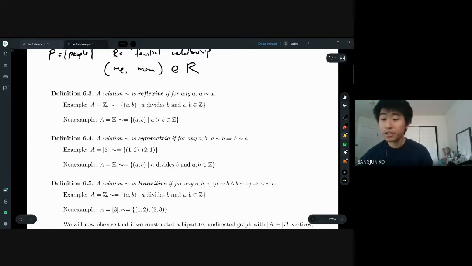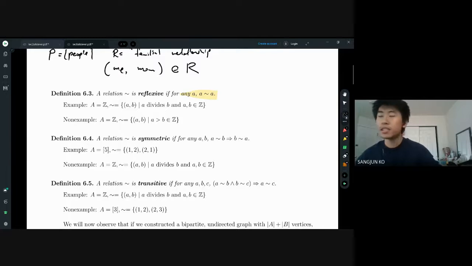So a relation is reflexive if for any a, a is related to a. So a relation, let's say, tilde, if tilde is a subset of A cross A. All right, let me just say this. It's probably best for the purposes of this section, if we say tilde is a relation on itself, a relation on A. Okay.